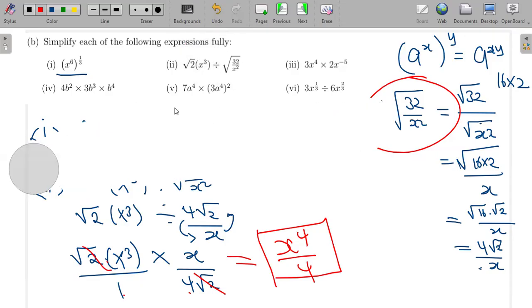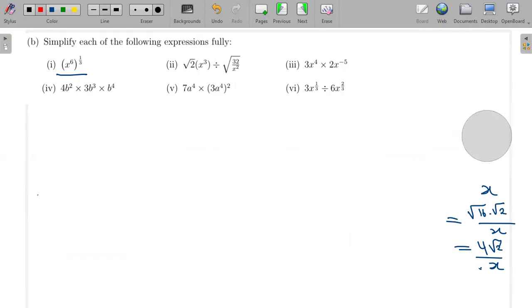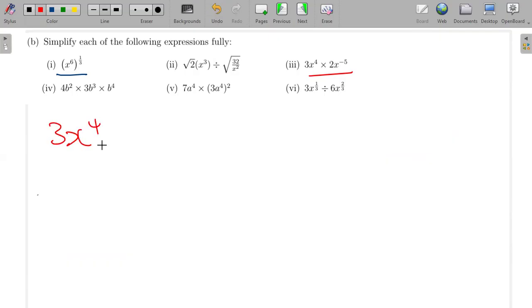All right, let's look at the third one. So the third one is this one. I have 3x to the power 4 times 2x to the power minus 5. So here what we have to use is the rule for the negative power. We said a to the power minus x is the same as what? 1 over a to the power x. This is what we said. So let's change this guy here into this.